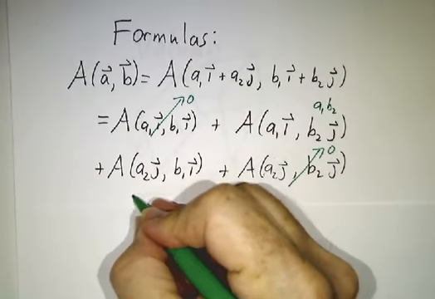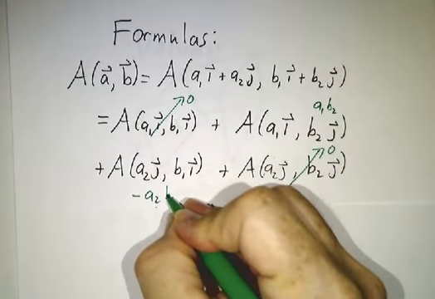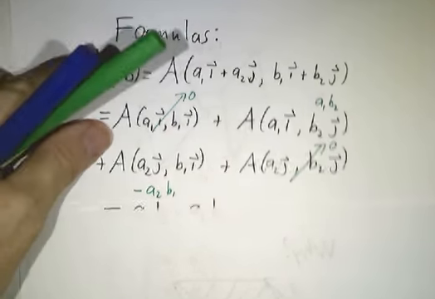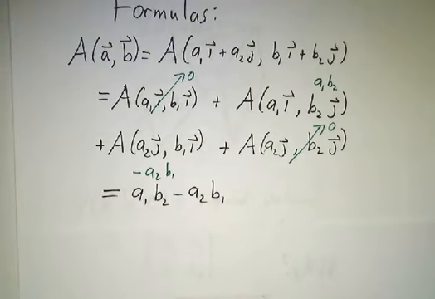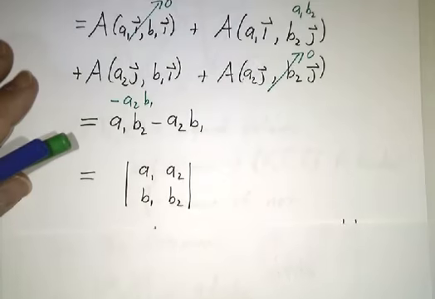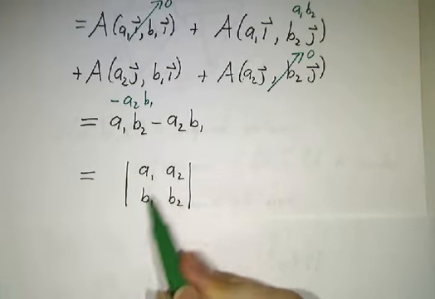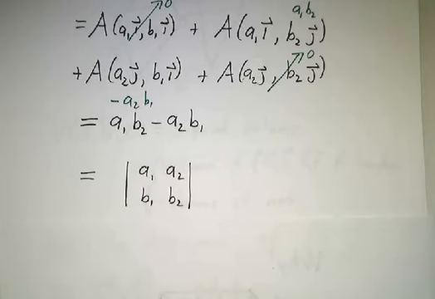And this term gives you minus A2, B1 because A of Ji is minus 1. You put it all together and you get A1, B2 minus A2, B1. And that is a determinant. It's the determinant of the 2 by 2 matrix A1, A2, B1, B2. So areas are given by determinants.